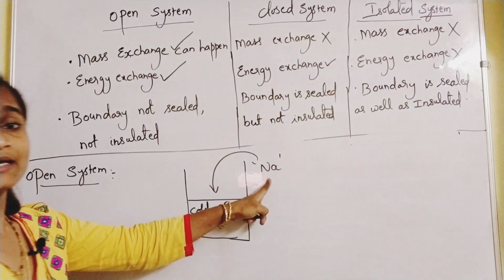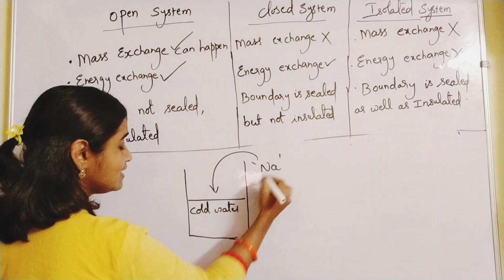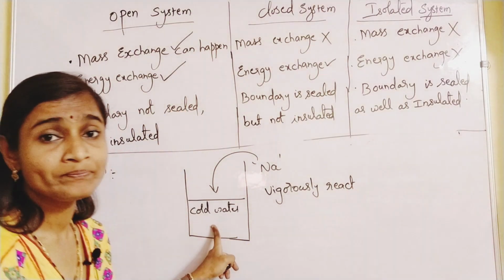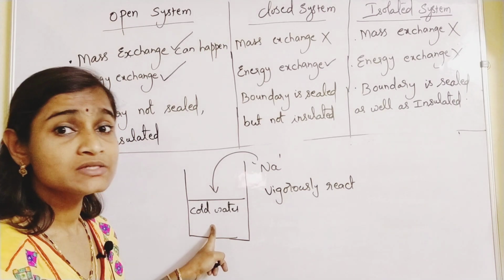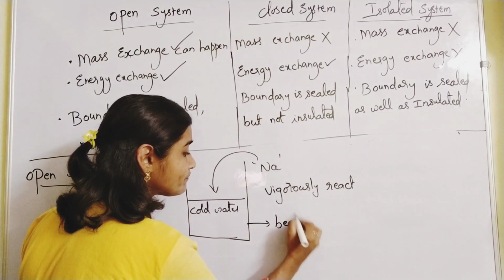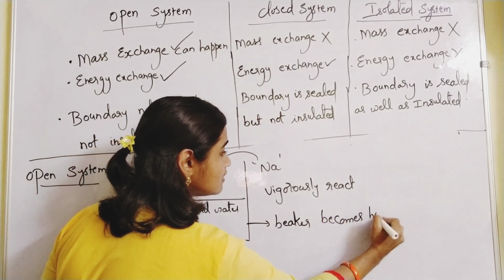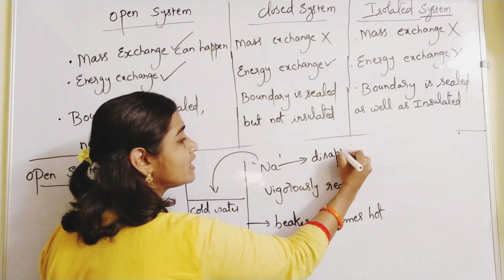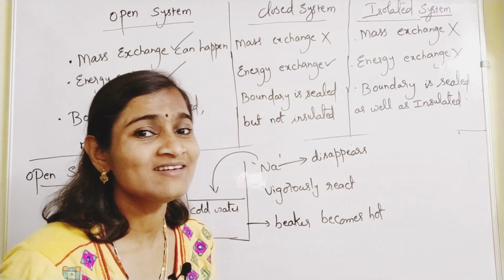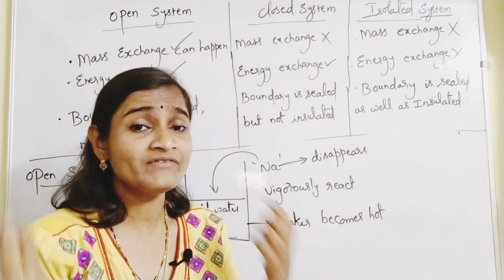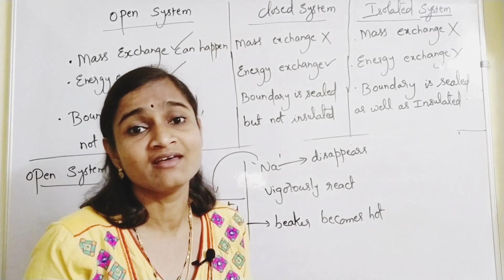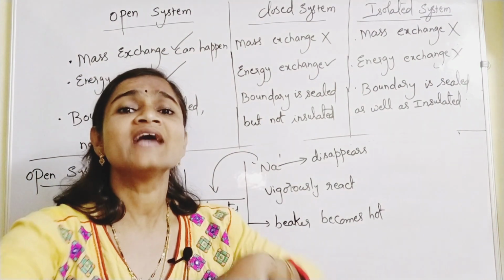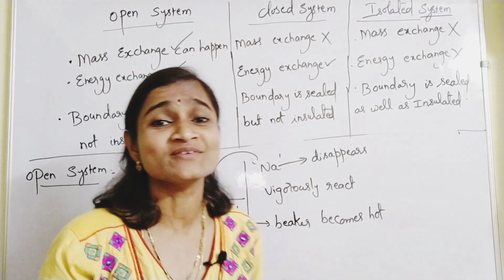If you drop sodium metal, it vigorously reacts with water, even cold water. So what happens? The beaker becomes hot, and the sodium metal disappears. What about the mass of sodium metal? It is exchanged. After the reaction is completed, you will not find sodium metal in the water anymore, because it reacts and disappears. So the mass of sodium metal is exchanged.